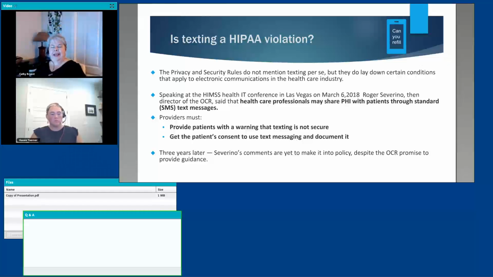Fast forward to today, Roger Severino is no longer the director of the Office for Civil Rights, and despite having made this same comment at multiple conferences and in multiple interviews, there is no policy guidance from the OCR.